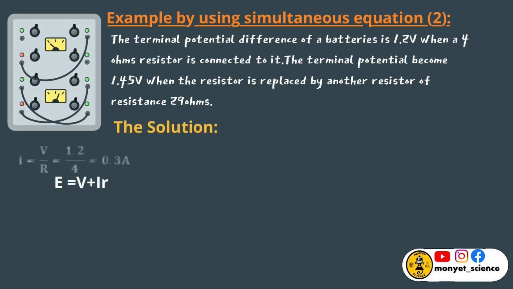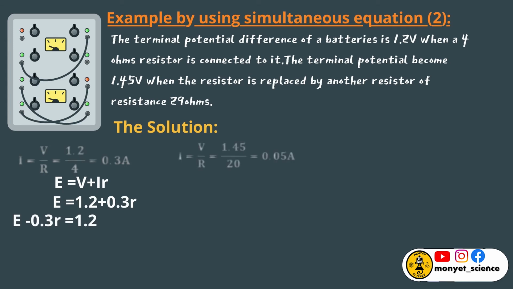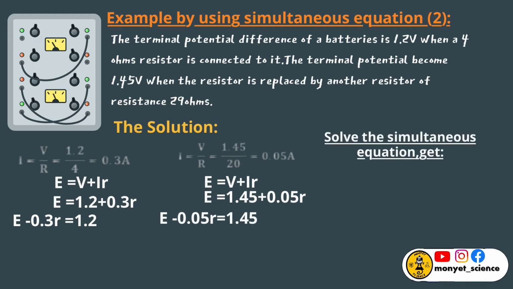When V is equal to 1.2 and R is equal to 4, we have that I is equal to 0.3 A. This gives us E minus 0.3r equals 1.2. When V is equal to 1.45 and R is equal to 29, I is equal to 0.05 amps. This gives us E minus 0.05r is equal to 1.45. Using these two equations, we can solve that E is equal to 1.5 volts and r is equal to 1 ohm.